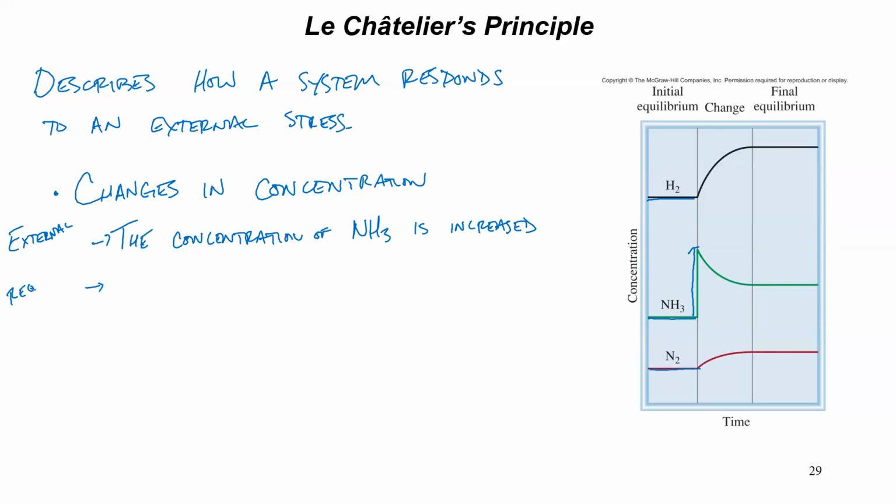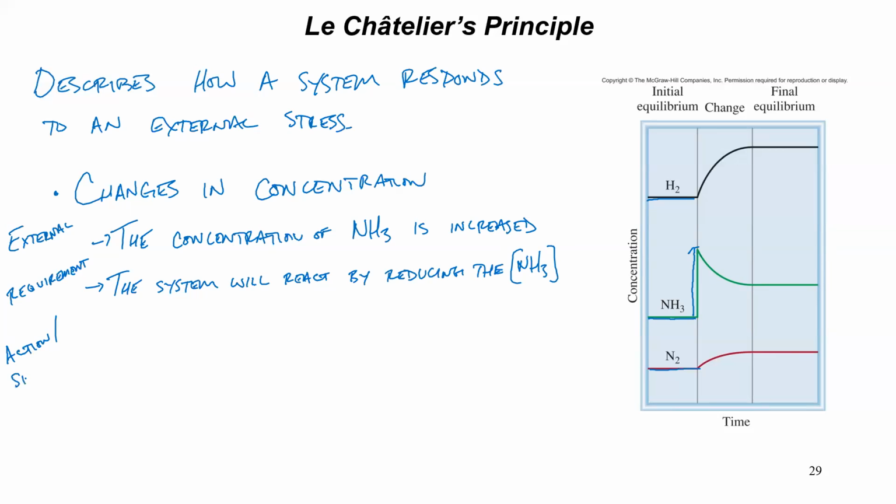The next one is the requirement. And so the system will react by reducing the ammonia concentration, and then this last bit is the action or the shift.